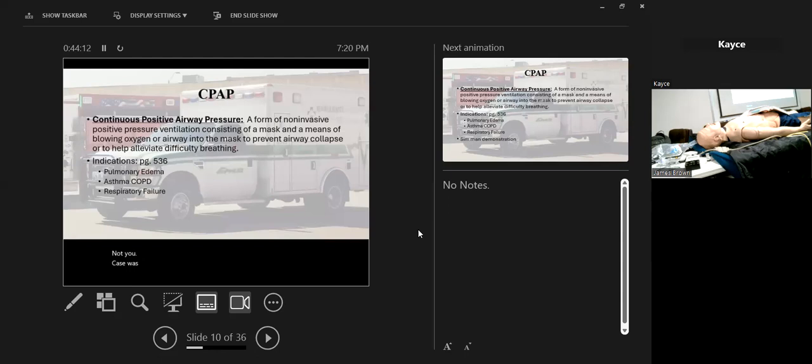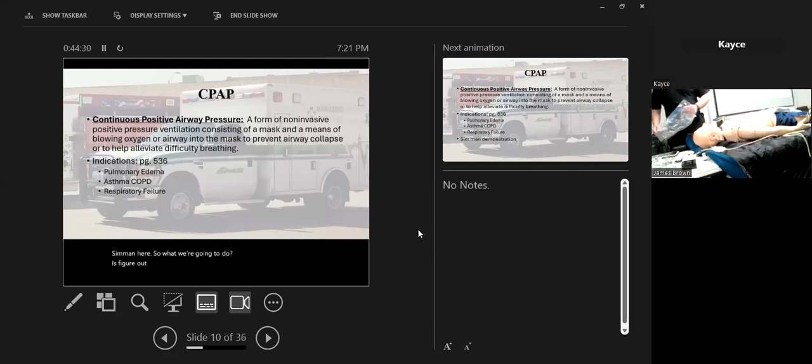So this is Casey Blaylock. All right, so we've got Sim Man here, and what we're going to do is figure out what's going on. 702 South Third, 15-year-old female with stomach pain. All right, so we've got Sim Man here who's having difficulty breathing.